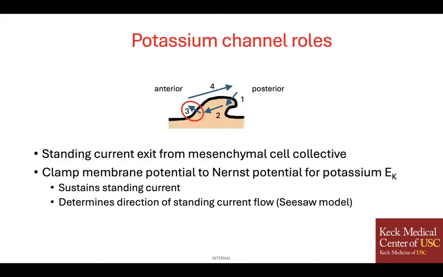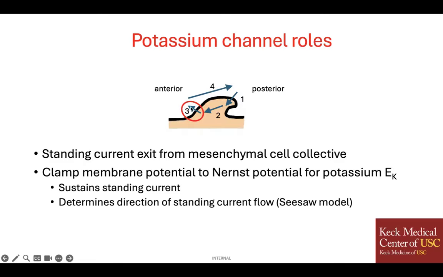Okay, so the previous part of this talk was old data. Now I'm going to show you data that is relatively new. We started to ask the question, okay, what evidence do we have that there are potassium channels here, and what happens if we block the potassium channels? What would the potassium channels in this location do? Well, they enable exit of the standing current from this mesenchymal cell collective to pass out of the feather bud.